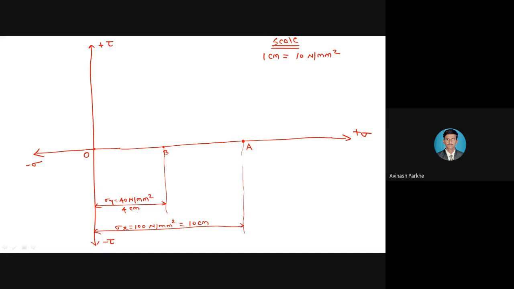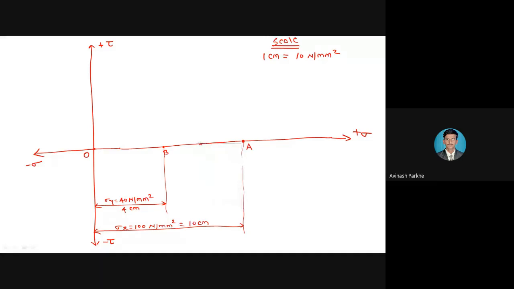Okay, so point A and point B are represented. Then take the center point of A and B. What is the distance AB? What is the distance between point A and B? 6 centimeter. Yes, 6 centimeter. Then represent the center of AB as a point C.